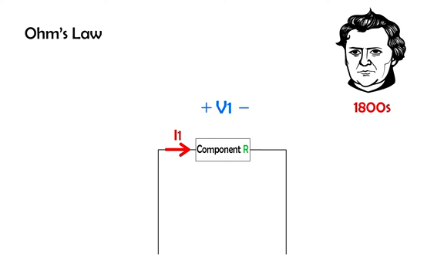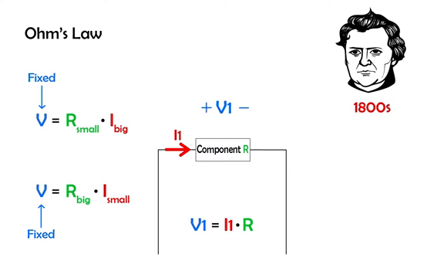In 1827, George Ohm showed that the voltage across a component is equal to the current flowing through it multiplied by the material's resistance. Voltage equals current times resistance. From this equation, we can see that for a fixed voltage supply, a small resistance circuit will result in a high current, and a high resistance circuit will result in a low current.